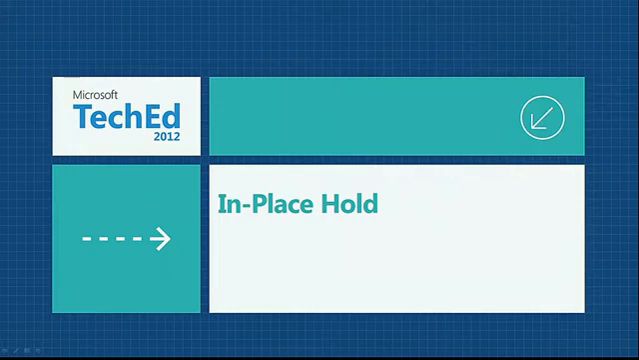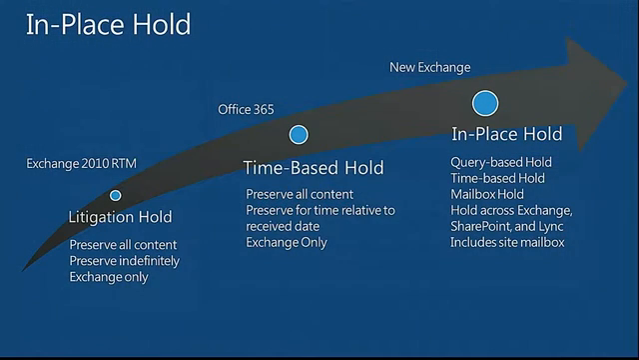Now, in-place hold. This is probably the topic that a lot of you are interested in. We get the most inquiries about hold and e-discovery, as you'd imagine. This is where the bulk of the compliance requirements and scenarios exist. And just to show you again the journey that we've taken: we've got Exchange 2010. We had litigation hold, renamed legal hold. Preserve all content, preserve it indefinitely. And then in Office 365, we introduced time-based in-place hold, also known as rolling legal hold. So it allowed our customers to set a finite period of time for that data to be held.